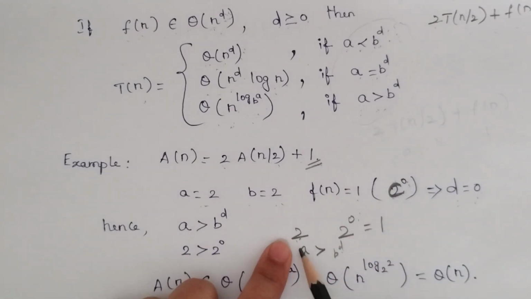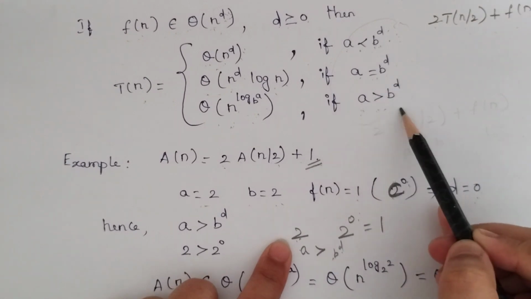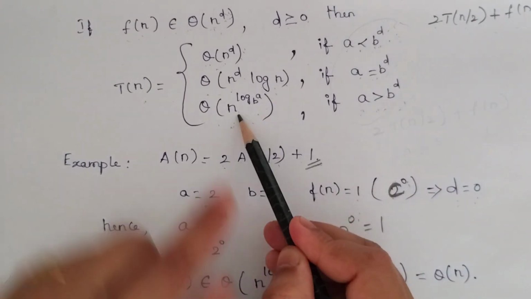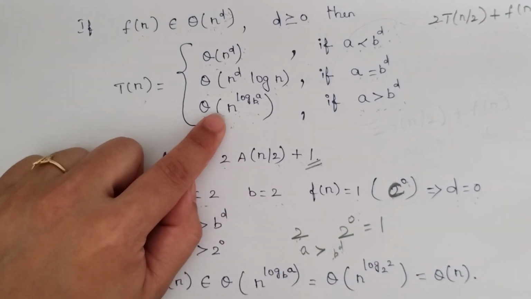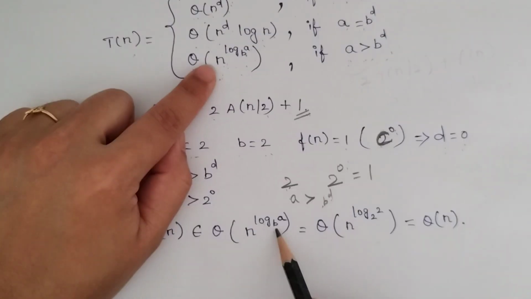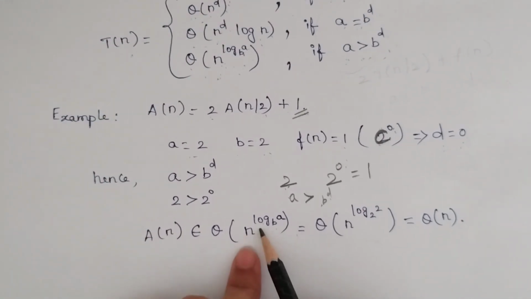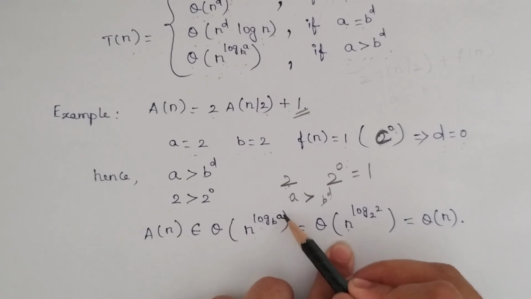If you see here, a is greater than b power d. This is the third case. So if it is the third case, what can be the time complexity? Theta of n power log a base b. So theta of n power log base b a, which is equal to, what is the value of n? We do not know the n value, so let it be n, and applying the values of a and b.